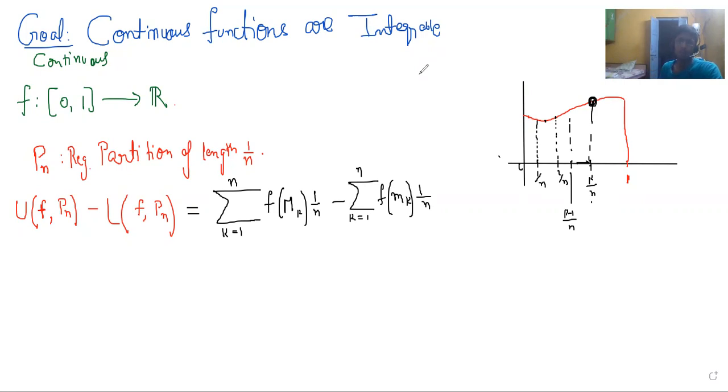Yes, that's what we have to use. So we have to show that given any epsilon, you can find the n such that this difference becomes less than that. Right. Let me just write this in a more brief way. I'm writing the same thing.